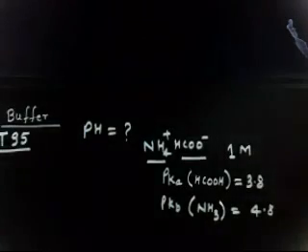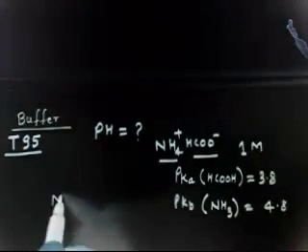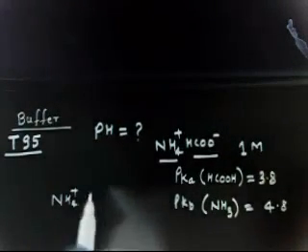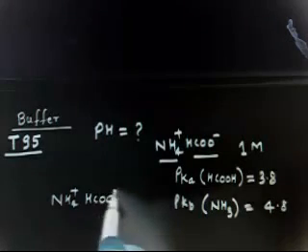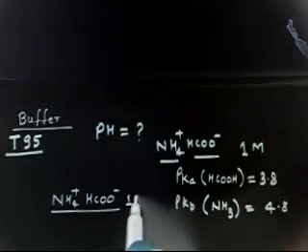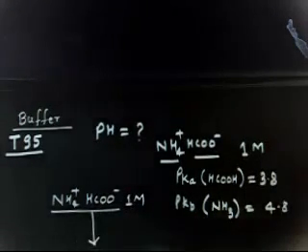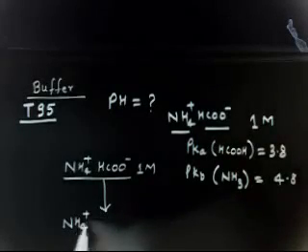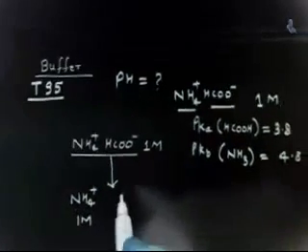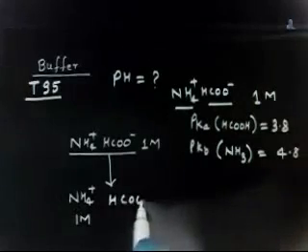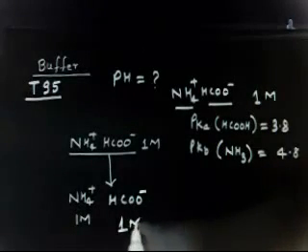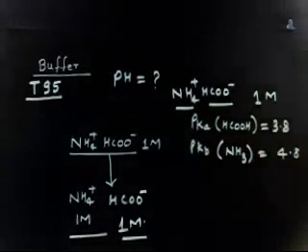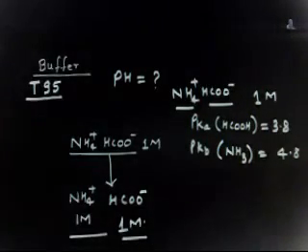So this means if you have NH4 plus HCOO minus, initially the concentration of this is 1m. So this dissociates completely. So you will have concentration of NH4 plus, that is 1m, and concentration of HCOO minus that is also 1m. Now let us try to find out what will be the pH of this solution.